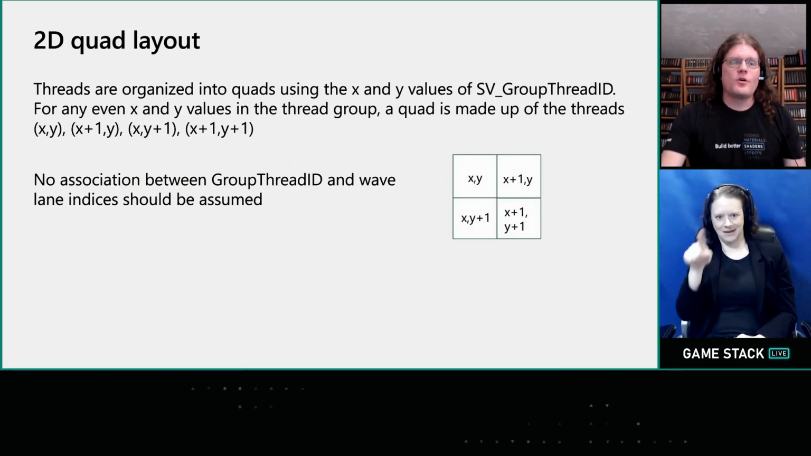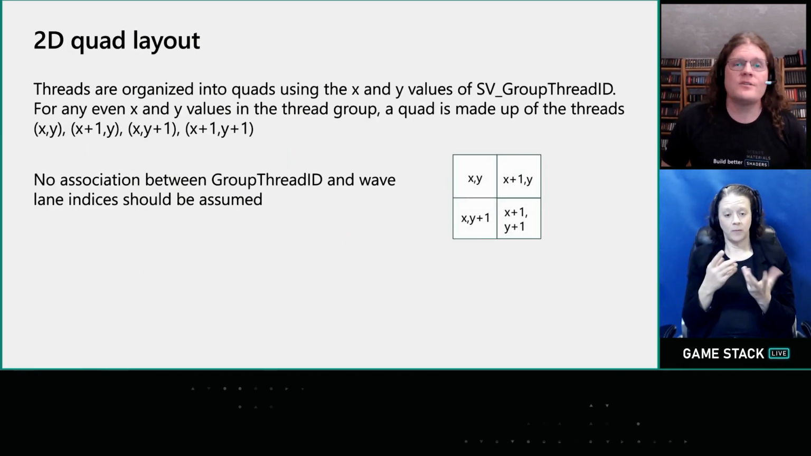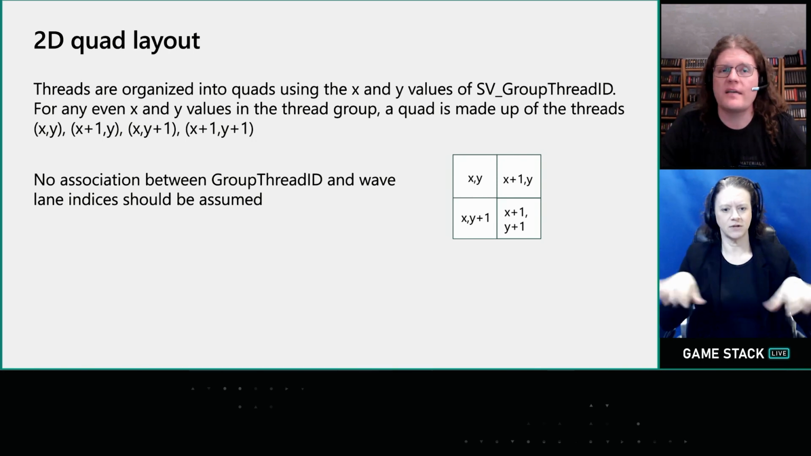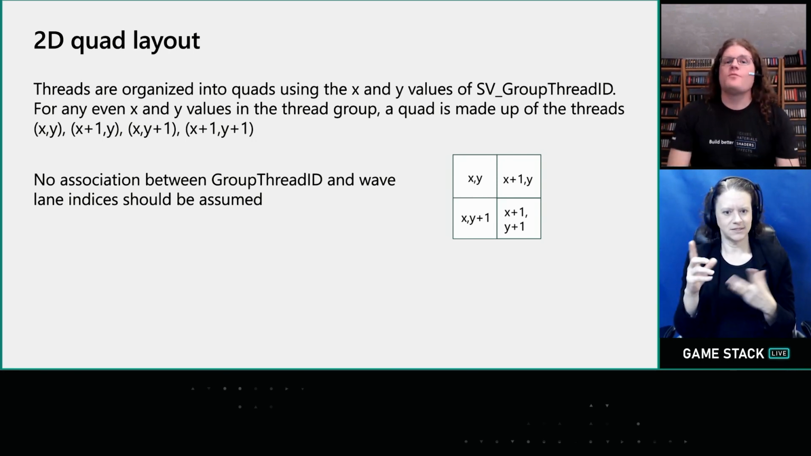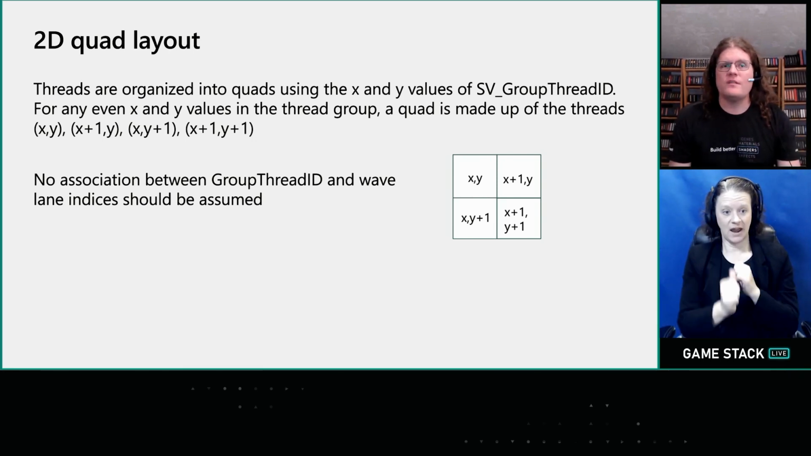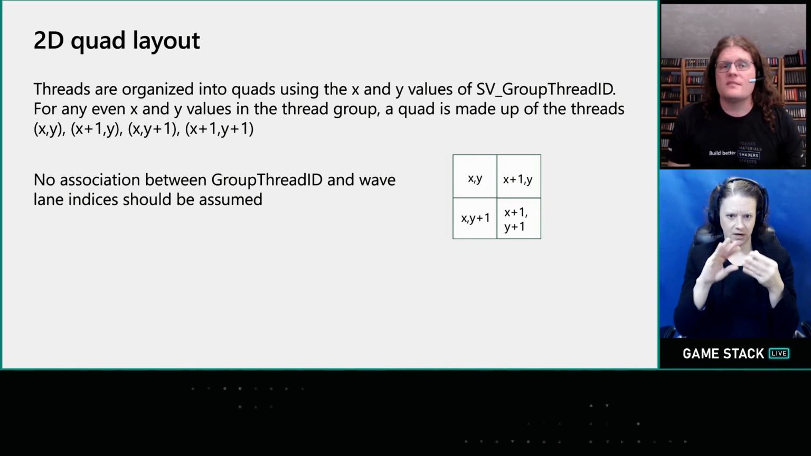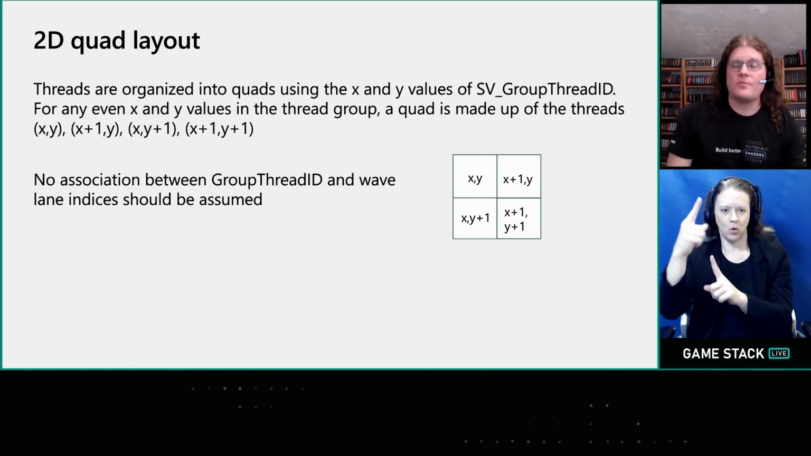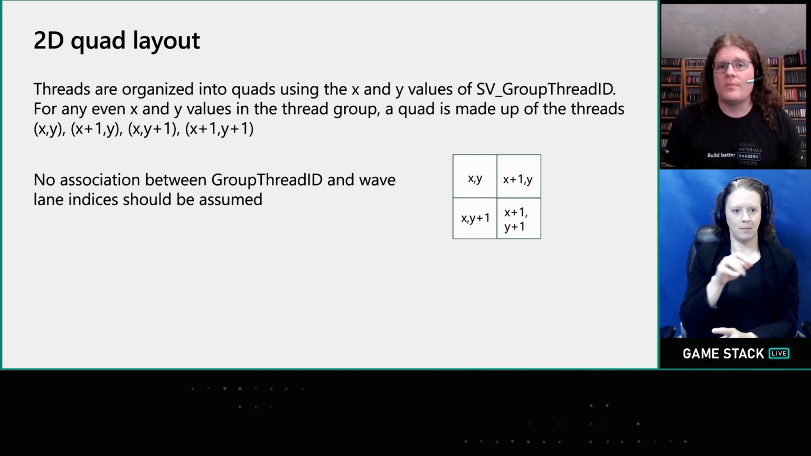So, said a little more formally, the 2D quad layout, like I said, is pretty intuitive if you just imagine a 2D surface and divide it up into quads as you would expect. But said a little more formally, for every X and Y within the thread group where both of them are even, the quad that they form is upper left X, Y; upper right X plus 1, Y; bottom left X, Y plus 1; bottom right X plus 1, Y plus 1.